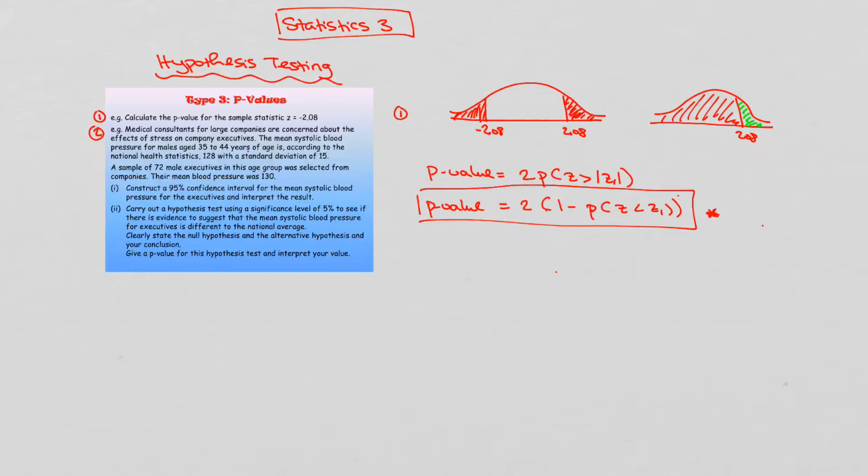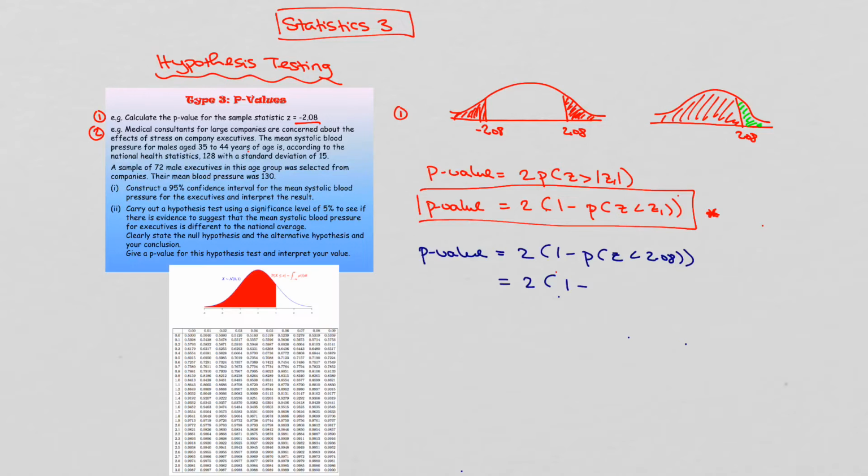All right. So if we look at the values in the question, our p-value is going to be 2 times 1 minus the probability that Z is less than 2.08. As I said, even though it's stating minus 2.08 in the question, we're looking at this symmetry on either side. And now all I have to do is go to my tables and find 2.08.